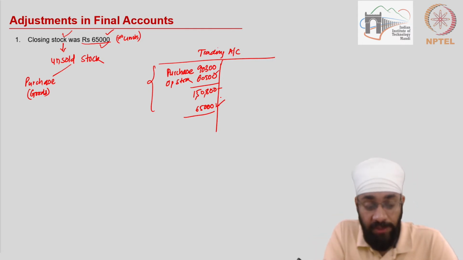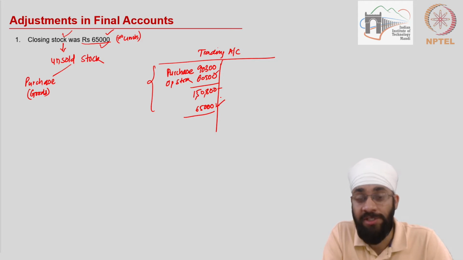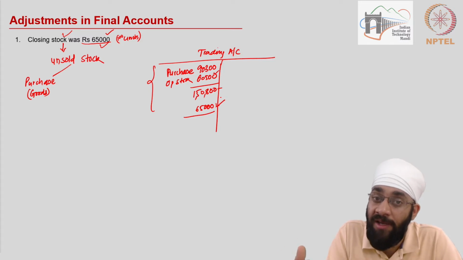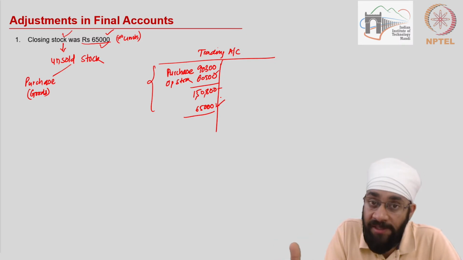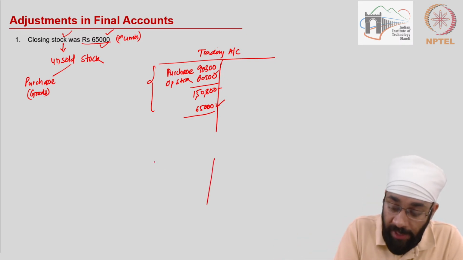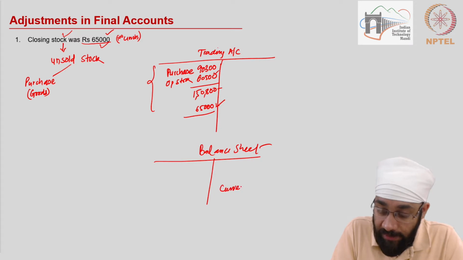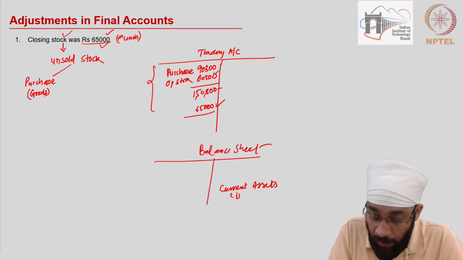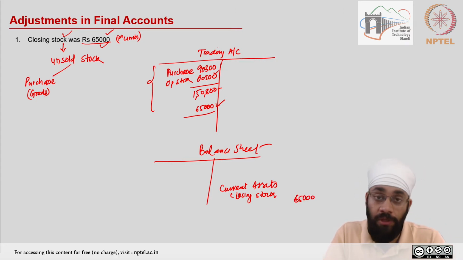The other impact of the closing stock, this unsold stock, is that this stock is available to be sold in the next year, and you expect to convert this stock into cash in the next 1 year. So it is giving you temporary capacity to generate revenue. So this is a current asset for you as well. So in the balance sheet, under the current assets, you have to show unsold stock, or closing stock is more popular. So closing stock has to be shown, the amount being 65,000. So that is the adjustment you need to do.